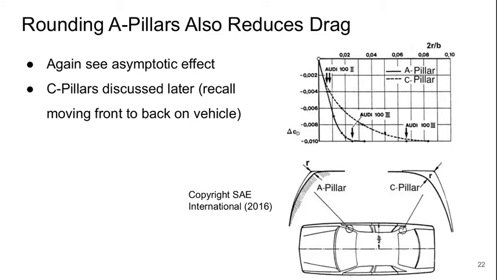Rounding the A-pillars also reduces the vehicle drag. Again, we see this kind of asymptotic effect. We'll discuss the C-pillars later because we're moving from the front to the back of the vehicle, but notionally the effect there is similar.